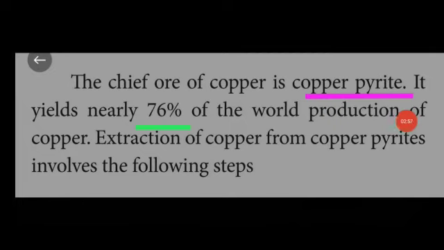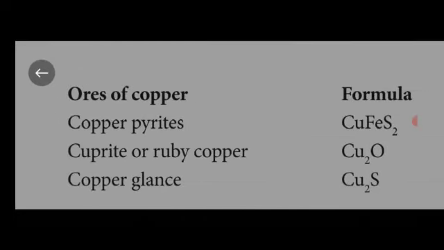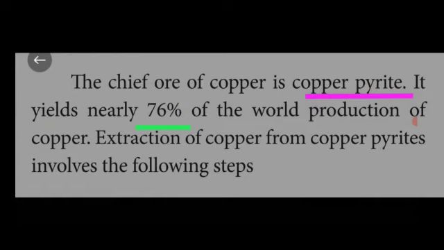The chief ore of copper is copper pyrites, formula CuFeS2. Its yield is nearly 76% of the world production of copper. How much percentage of copper does it give? 76%. So the chief ore of copper is copper pyrites.